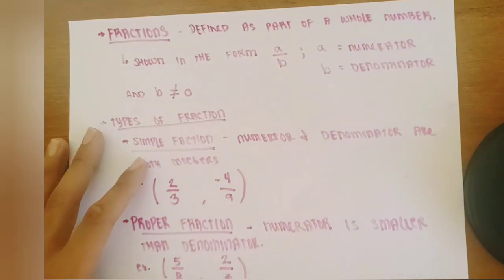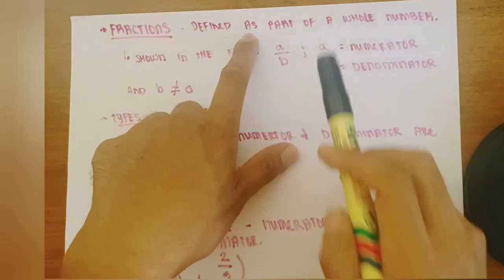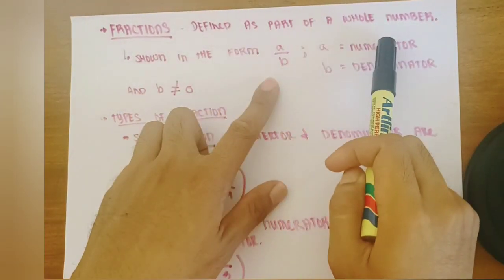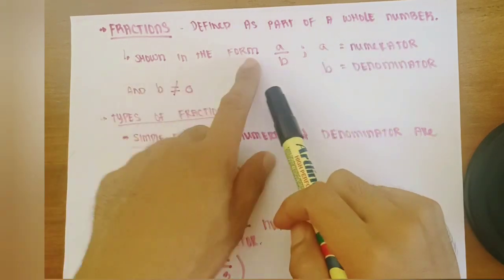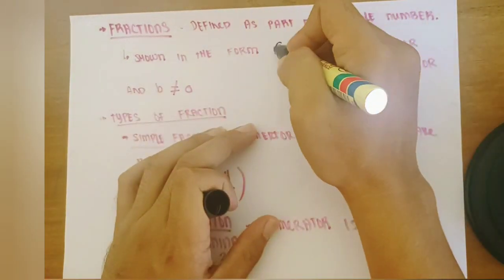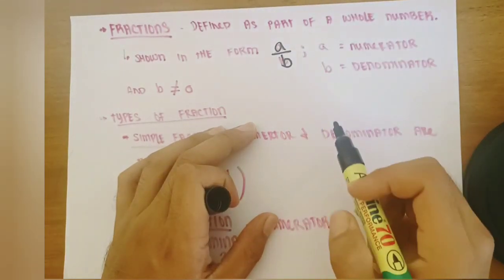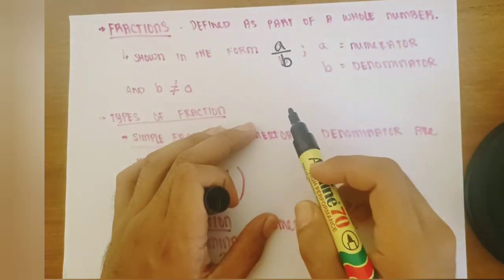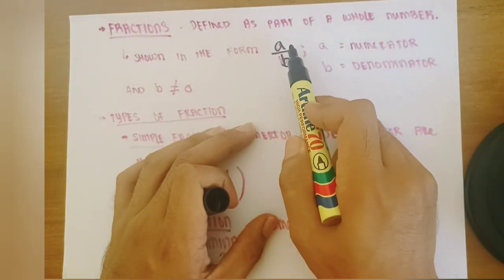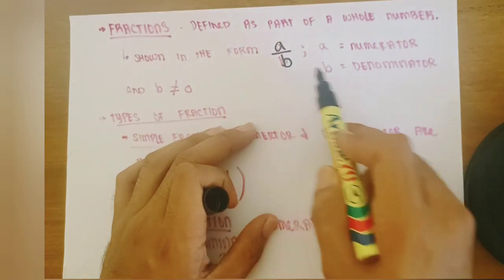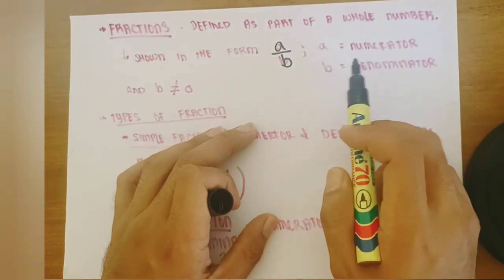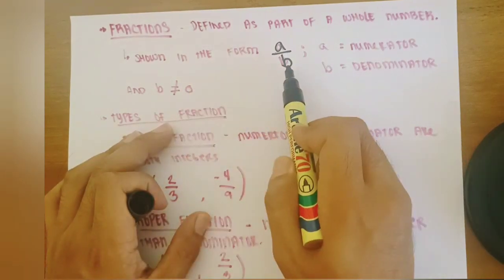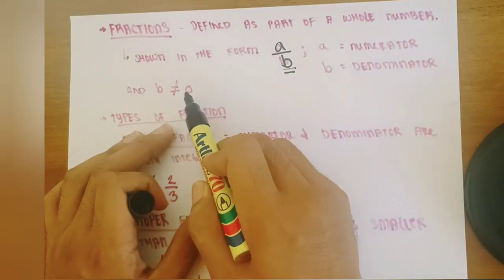Next naman. Types of fractions. So, fraction is defined as a part of a whole number shown in the form of A over B. Ano ba ibig sabihin A over B? So, pag may fraction ka, meron ka laging numerator which is A, number tong A, and denominator which is B. B is also a number. Pero dapat yung B o yung sa denominator, hindi dapat siya mag-0.